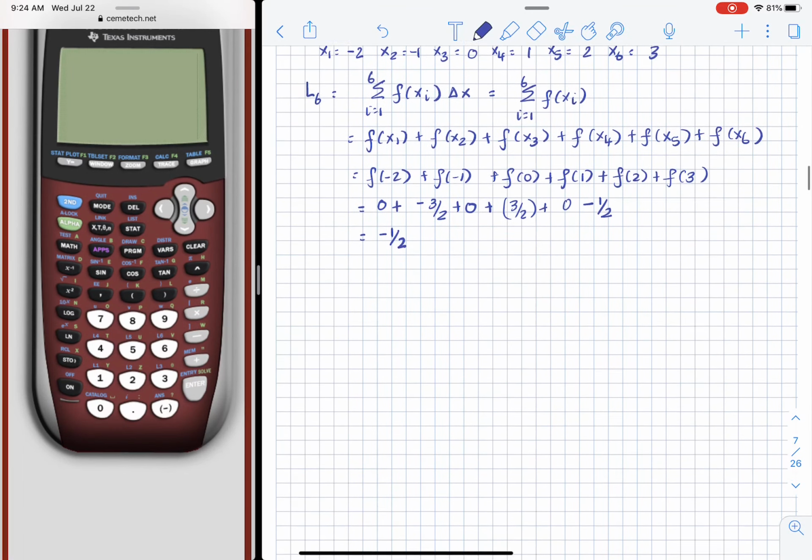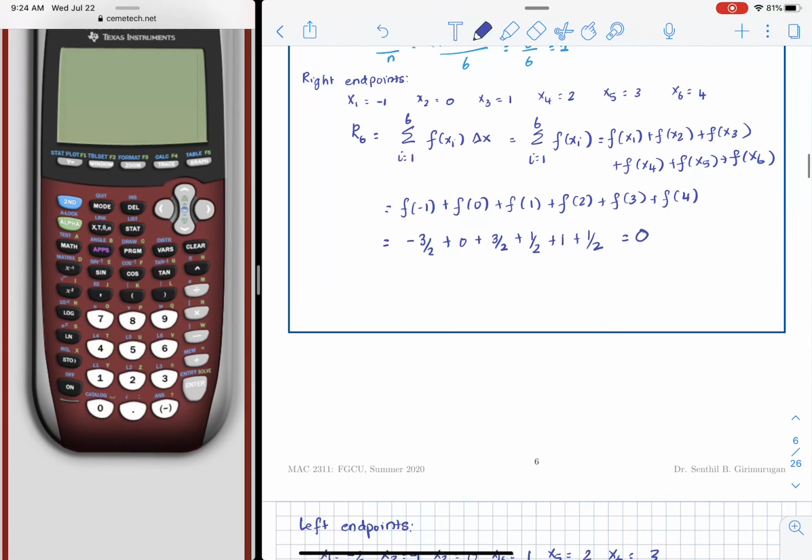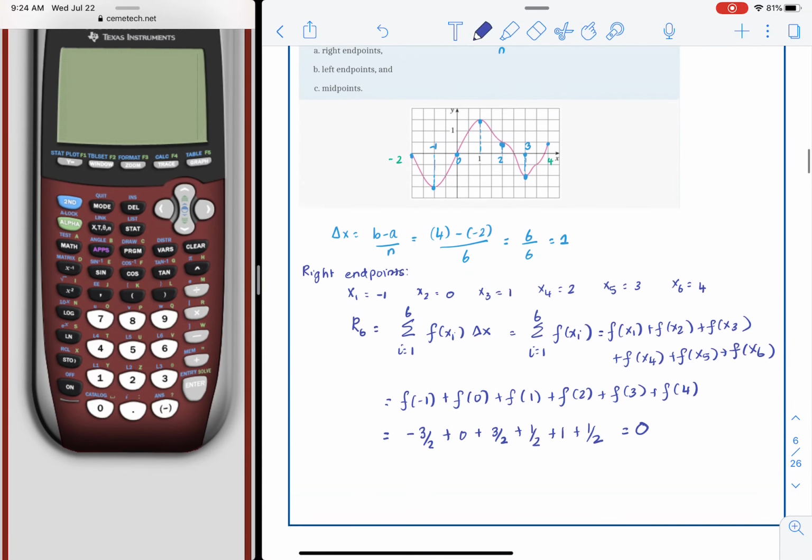And lastly, we have a case where we have to use midpoints. When we say midpoints, we're talking about the midpoints of each subinterval. So we are looking at the midpoint there, midpoint, midpoint.